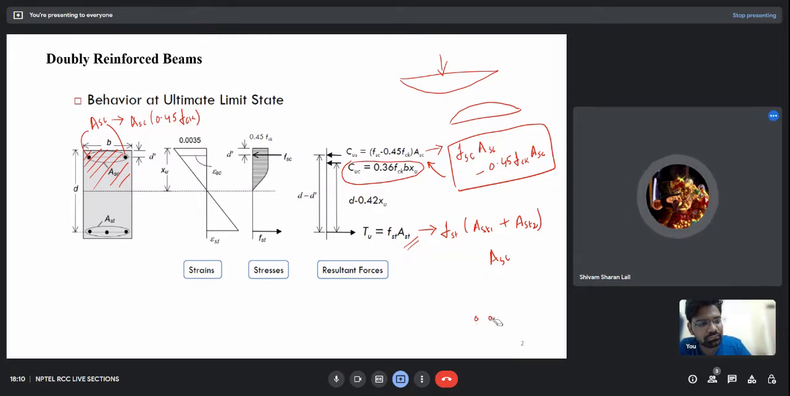Sir, can we just subtract the 0.45 fck Asc value from the stress block of the concrete? Yeah, you can do that, and it will reduce a certain area and we'll get a somewhat different Cuc value with 0.36. Shivam, the problem is you can do that, but that would be true only for the forces. But when you take the moments, the moment will be the distance of this 0.45 fck into Asc. Did you get what I'm saying?